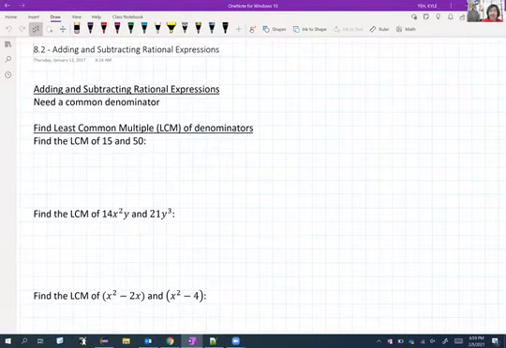Hey guys, we are back and we are ready to roll with section 2 of chapter 8, 8.2, adding and subtracting rational expressions. In section 1, we saw multiplying and dividing, how we could factor and cancel. Adding and subtracting works the same way as adding and subtracting normal fractions, which is to say, and I'm going to highlight it right here, whenever we're adding or subtracting rational expressions, we need a common denominator.